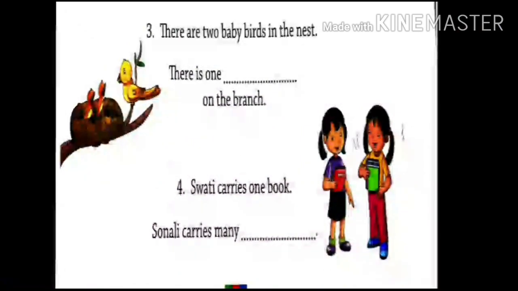Number 3. Now see the first picture, students. There are two baby birds in the nest. How many baby birds are there? 2. And there is one dash on the branch. Now what you see? Who is sitting on the branch of the tree? There is one bird. B-I-R-D, bird.